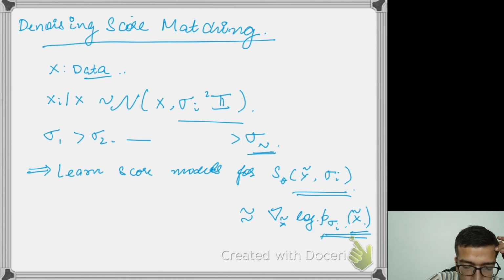So the score function of this xi is what is modeled by s theta of x tilde, sigma I. So this is how this model was defined. And how did we train it?